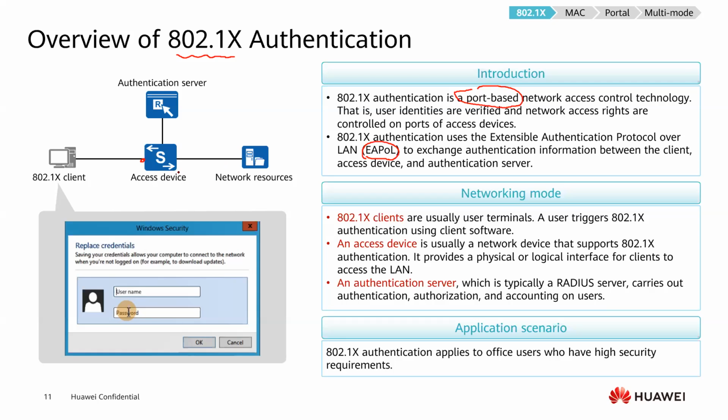Okay, and for the networking architecture of this kind of authentication, it looks like the NAC basic architecture. It also has three parts. The first is the 802.1x client, and the client needs to install the specific client software, the 802.1x software. And then is the access device, just the admission device.